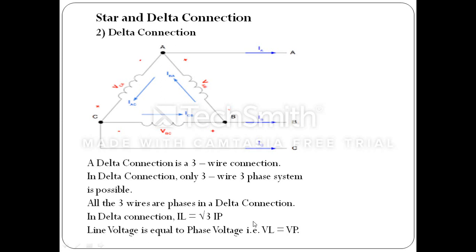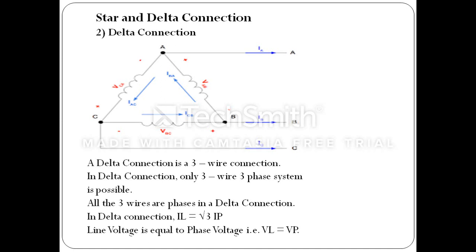Then the second one is the delta connection. The connection diagram of a delta connection is as shown in the figure. A delta connection is a three wire connection. In a delta connection only a three wire three-phase system is possible. All three wires are phases in a delta connection. The line current IL is root 3 times IP, that is the line current is root 3 times the phase current. Then line voltage is equal to phase voltage, that is VL is equal to Vp. So that is the delta connection.